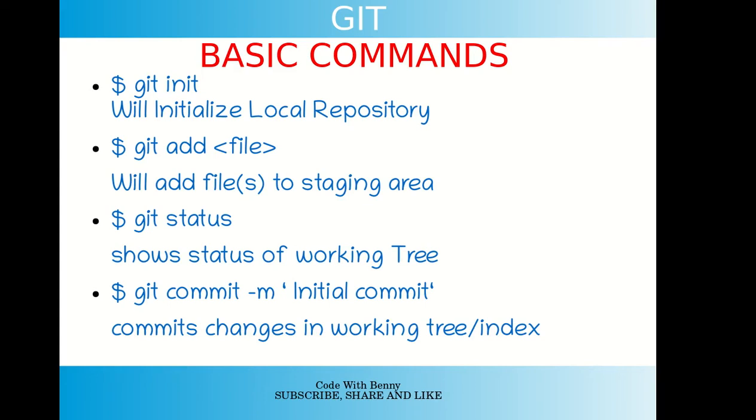Then git commit -m "initial commit". So this is used to commit it to the working tree, okay? So the -m, and then you see there are two quotation marks and then there's something in it. So that is the message.